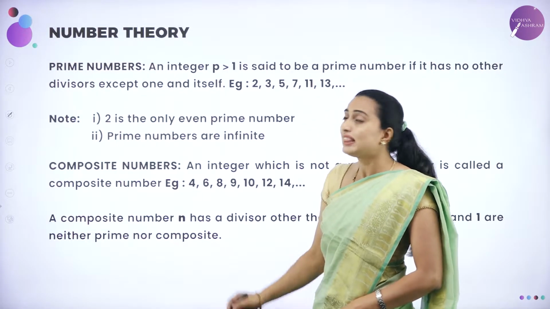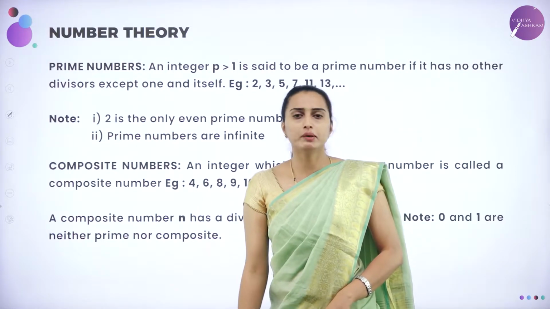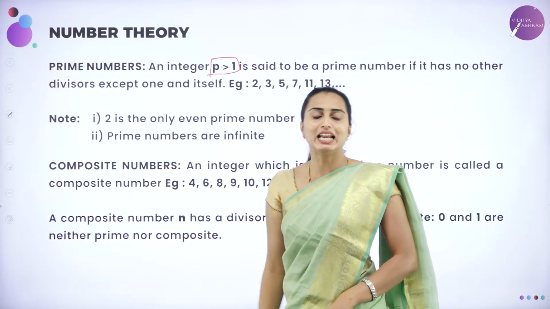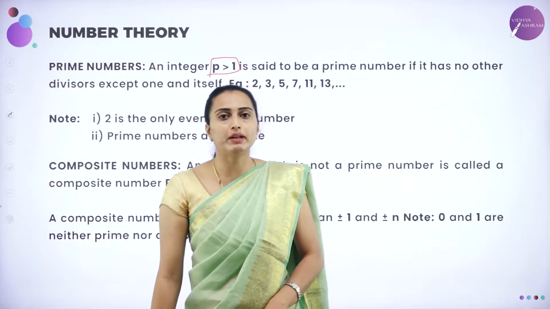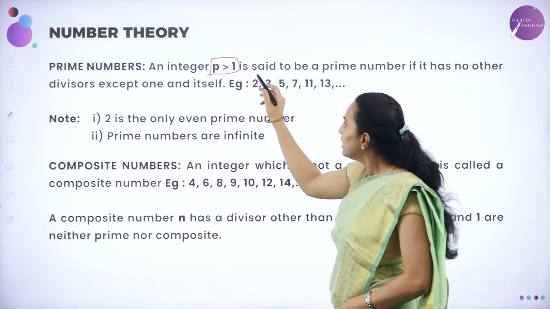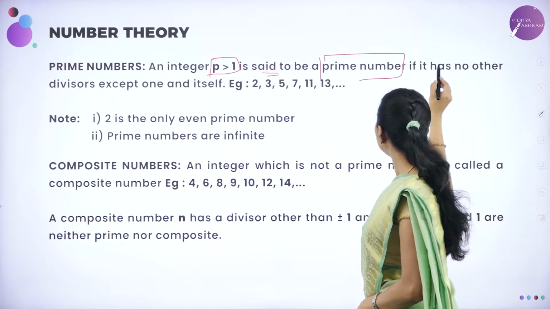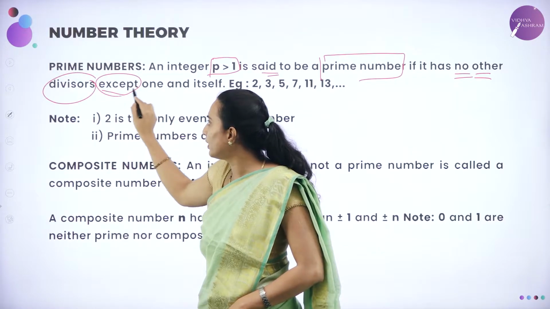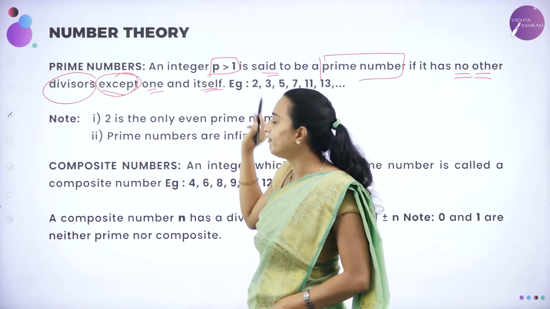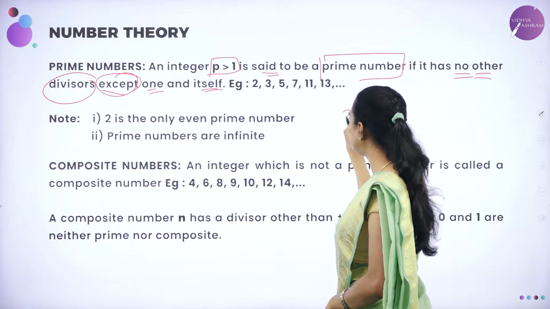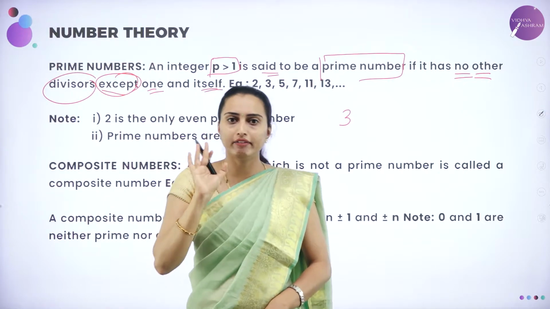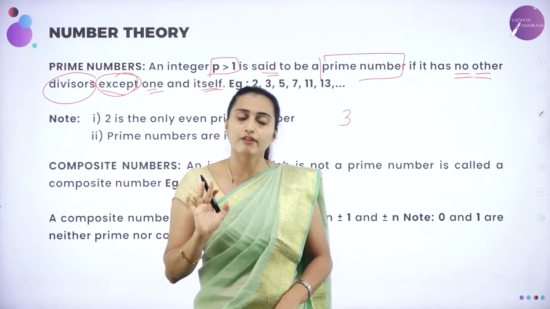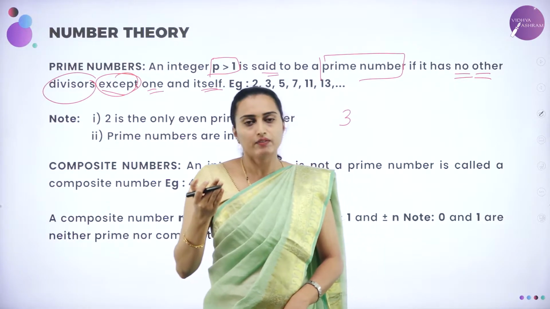Next we'll be moving on to the prime number. This is very, very important. What do you mean by a prime number? Here I have taken an integer p which is always greater than 1, meaning a positive integer, and it is said to be a prime number if it has no divisors except, this is very important, 1 and itself. For example, 3 can be divided by 1 and by 3 itself. If you divide it by another number, you get fractions. If you divide 3 by 6, you get 1 by 2.